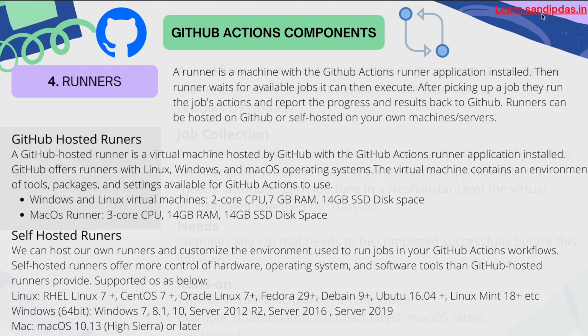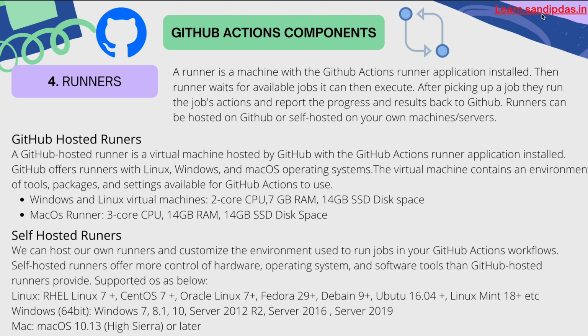Okay. Now let's discuss the runners. A runner is a machine with the GitHub Actions runner application installed. Runners wait for available jobs they can execute. After picking up a job, they run the job's actions and report the progress and result back to GitHub. Runners can be hosted on GitHub or self-hosted on your own machines or servers.